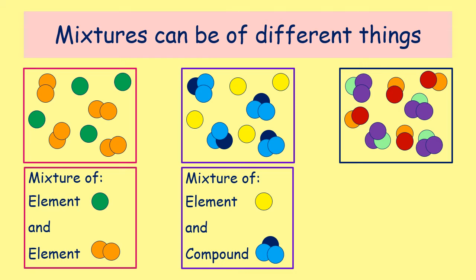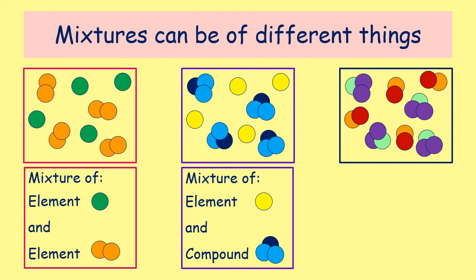And finally, what we have on that last slide, we can see that we've got two things again. One thing that's made up of a red and an orange atom, and one thing that's made up of a green and a purple atom. If we look at just the ones that are red and orange, ignoring the other ones, we would describe that as a compound because it's two different types of atoms overlapped, which means that they are chemically joined.